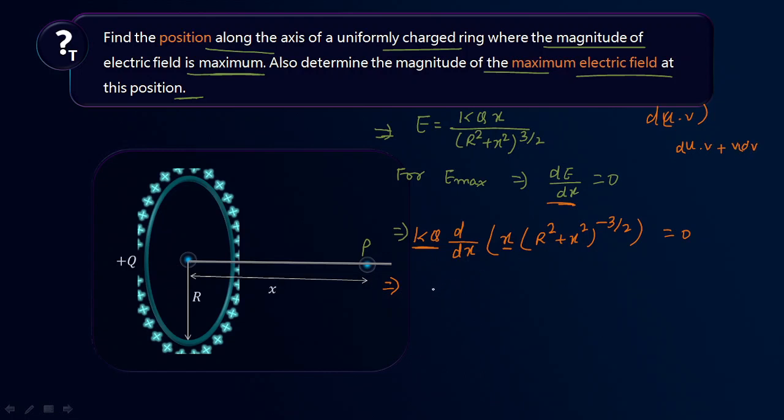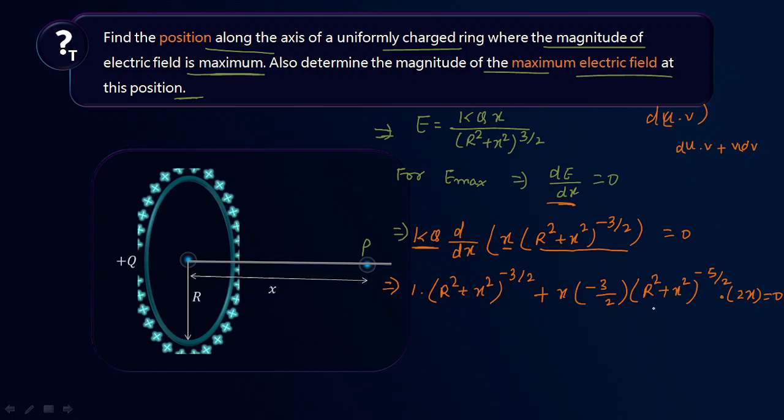So this will become what? X will become 1. So 1 into r square plus x square to the power minus 3 by 2 plus x as it is, and this value will become how much? Minus 3 by 2 minus 1. So that will become minus 5 by 2 into r square plus x square to the power minus 5 by 2. And here, when we differentiate this term, x square we have, so into 2x, that is equal to 0. Hope it is clear to everyone, right?